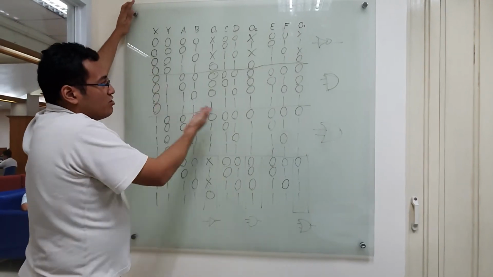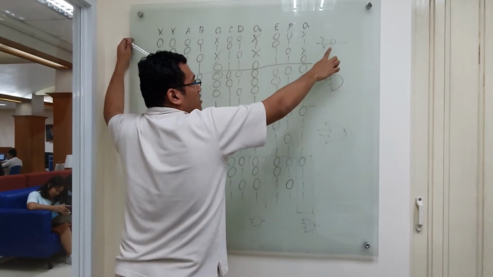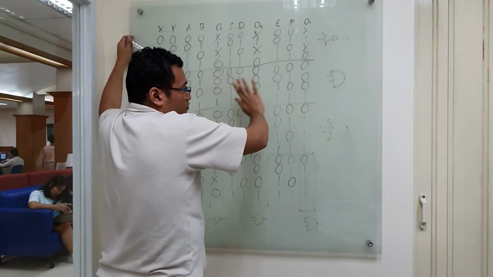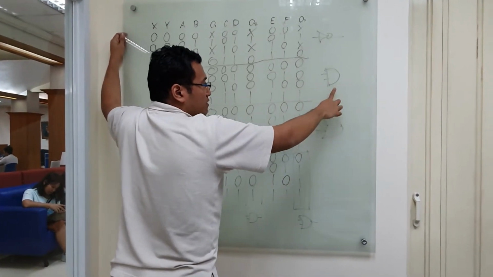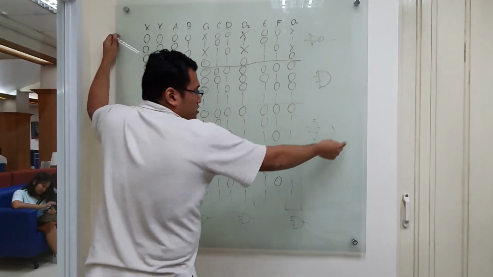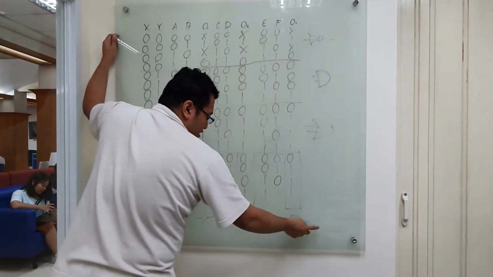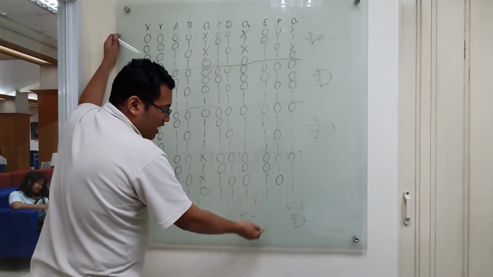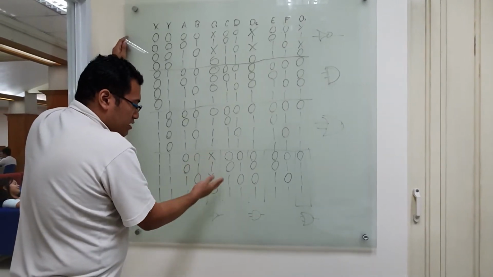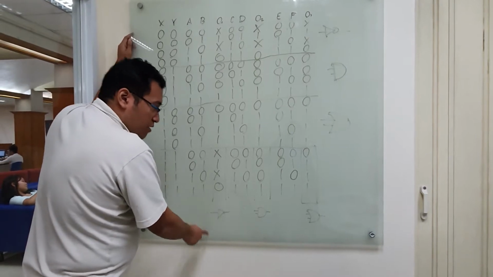When we look at this truth table, we get a representation for this part of the truth table, an inverter. For this part, we get a representation for an AND gate, while for this part, we get an OR gate. For this part we also get an OR gate, and then for this part we also get an AND gate. And then finally, for this part, we get an inverter again.